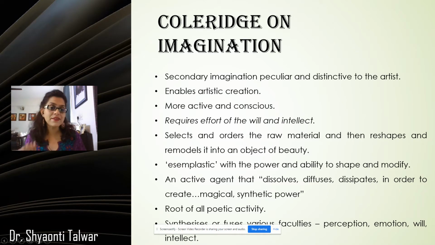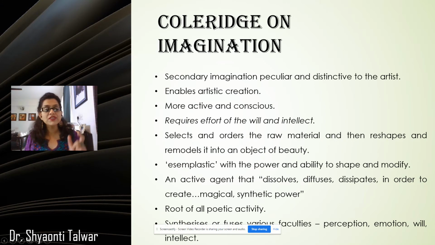So, what does secondary imagination exactly do? It selects and orders the raw material. Raw material is whatever is around us, and the impressions that we have of the external reality. That is selected and ordered and then reshaped and remodeled to transform it into an object of beauty. So transforming something into an aesthetic creation involves secondary imagination.